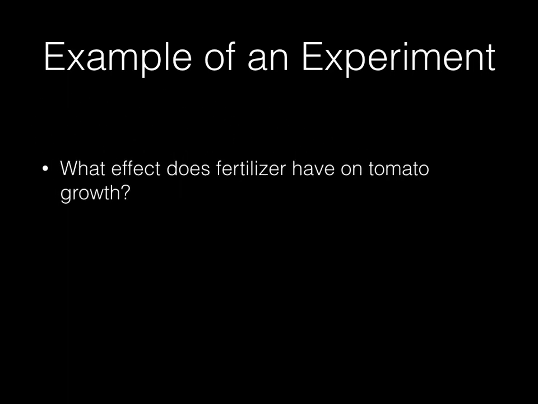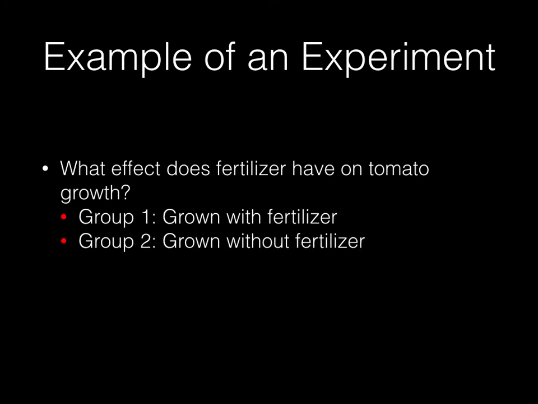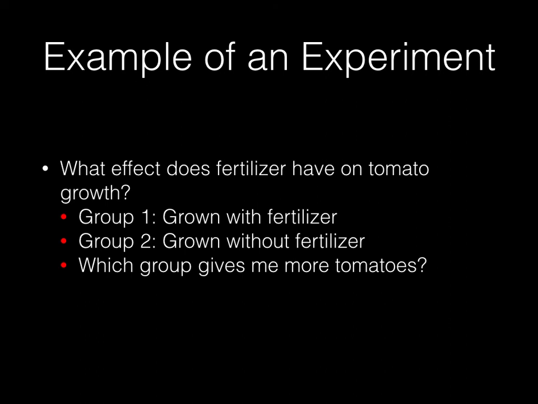To go through a quick example, let's imagine that I am growing tomato plants and I want to see whether fertilizer helps. So my question is, what effect does fertilizer have on tomatoes? To set up a really simple experiment, I will have two groups of tomato plants. The first group gets fertilizer and the second group gets no fertilizer. Then we look at which group gives more tomatoes.